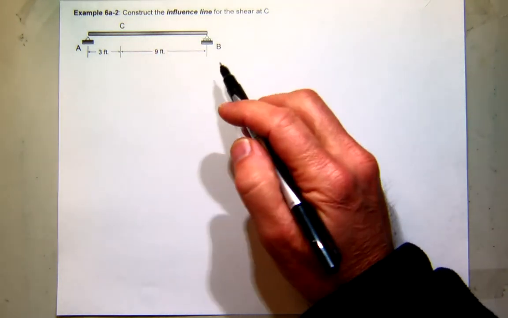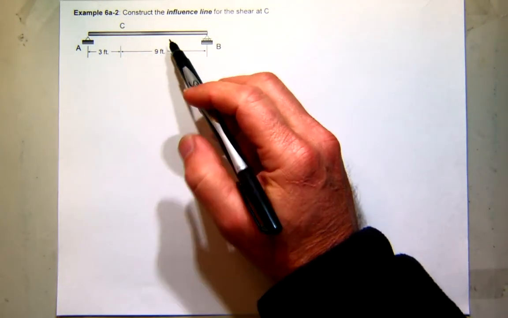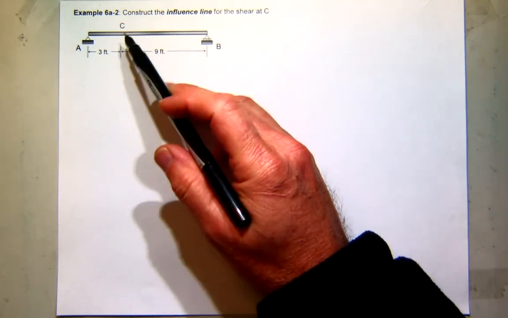All right, here we go. So here's another problem. We're going to try to make them a little more challenging. So now I want to find the influence line for the shear at C.